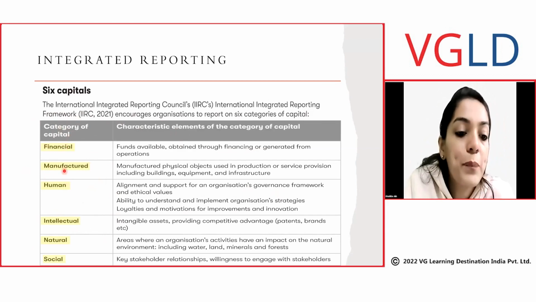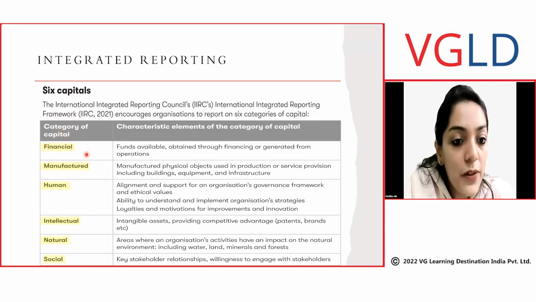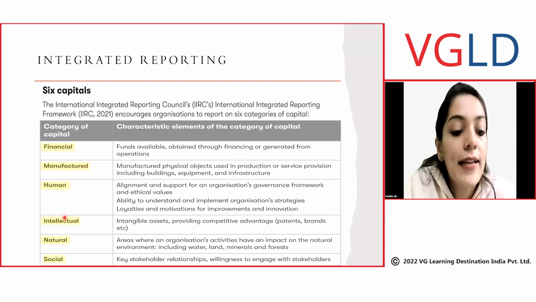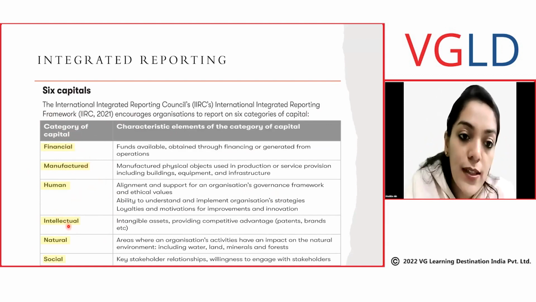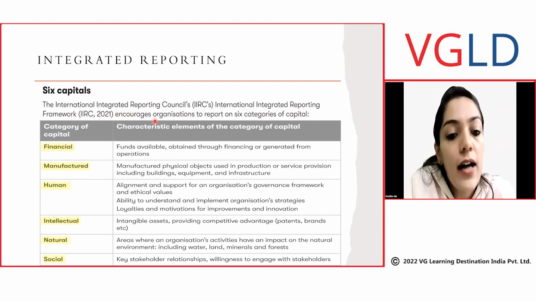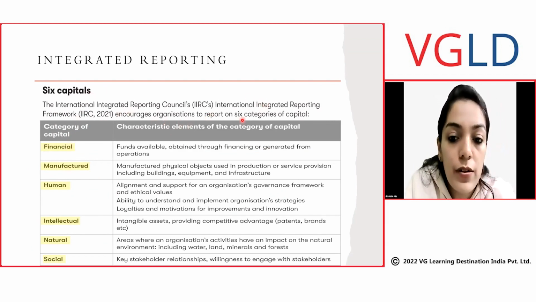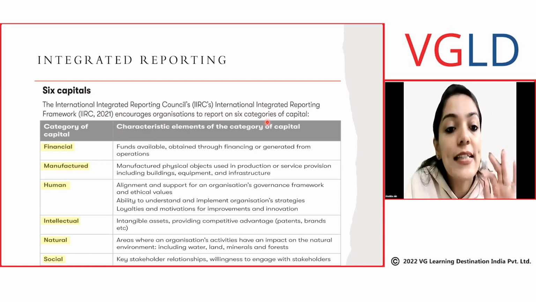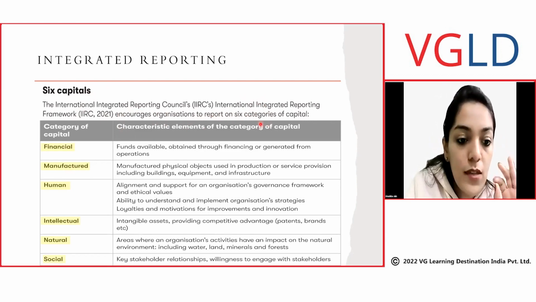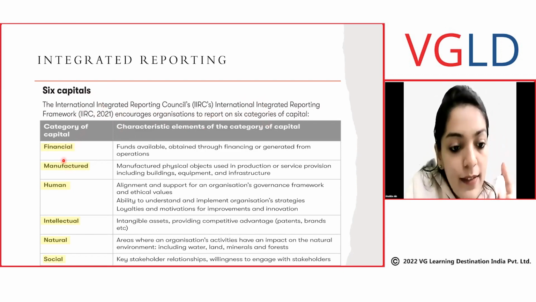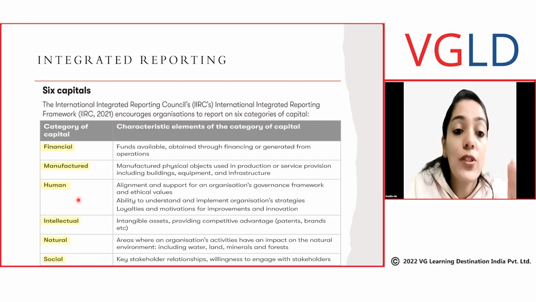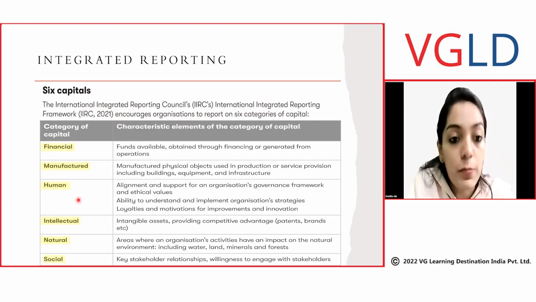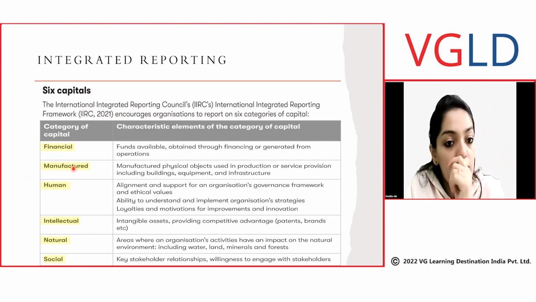capitals? Financial, manufactured, human, intellectual, natural, and social. Okay, so the International IR Council in our International Integrated Reporting Framework encourages organizations to report on 6 categories of capital. So financial is there, and then there are other factors also on which the organization is expected to report. Okay, so first one is financial.